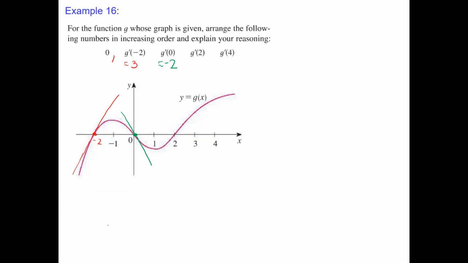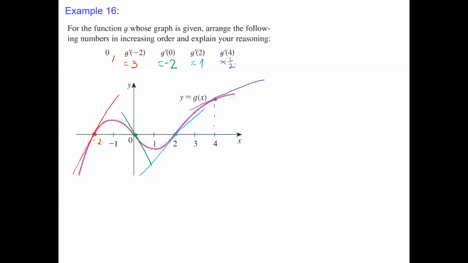Okay, now let's say blue. G prime at 2 is the slope of the tangent at 2. It's a little bit less steep than the red one at -2. We can say maybe 2. It looks like 1 actually. Let's say 1, but positive. And now g prime at 4 is the slope of the tangent at 4. 4 is here. This one is definitely less steep. We can say maybe 1/2.